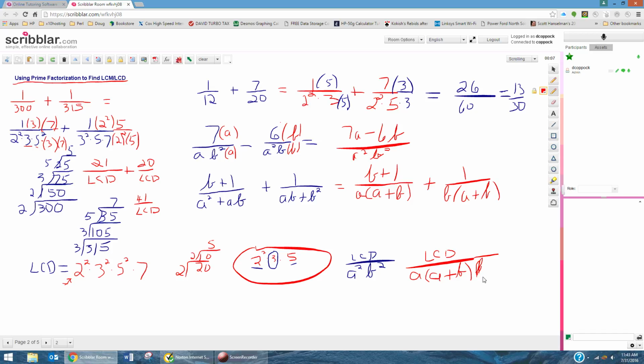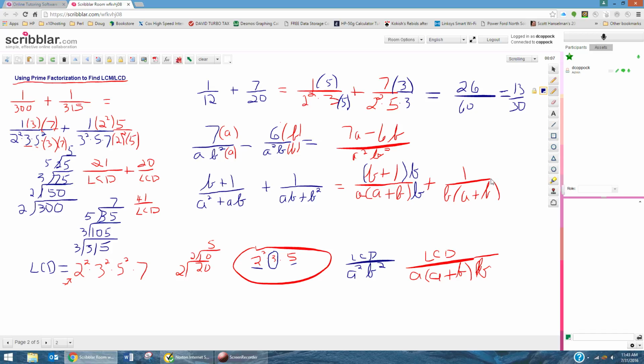What do I have to multiply top and bottom of the first fraction by to turn it into the LCD? Well, I've already got an A. I've already got an A plus B. I need a B. So I multiply top and bottom of this fraction by B. And here's the key. You have to think of that B plus 1 in the numerator as a quantity. So I will, in the end, distribute this B over the quantity B plus 1.